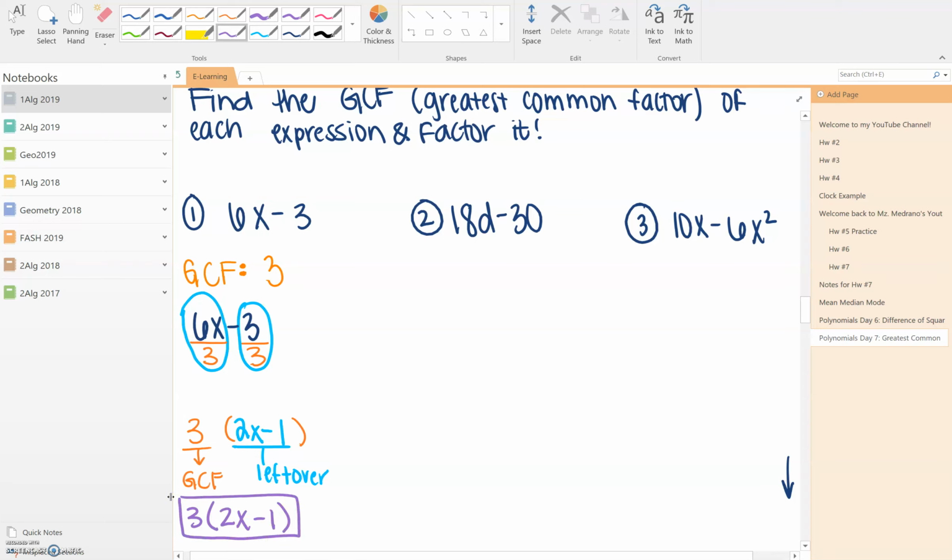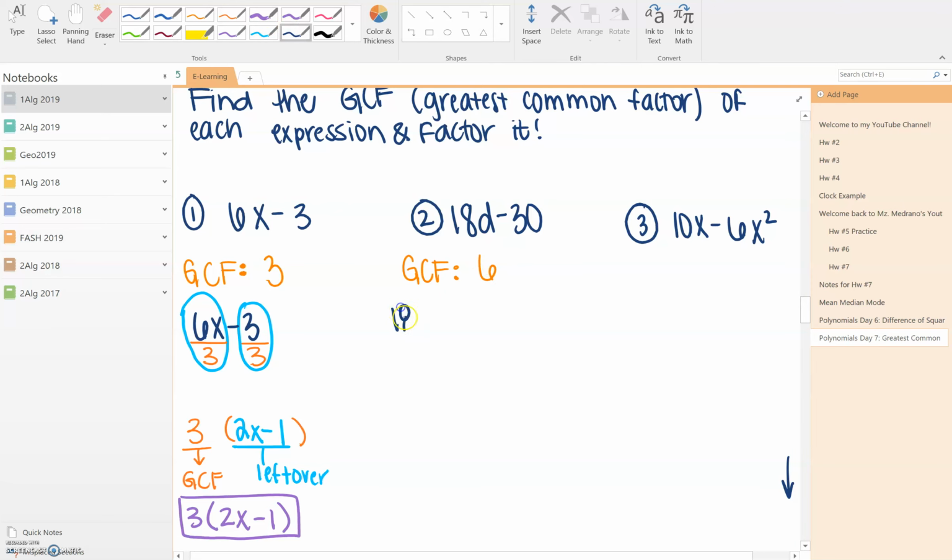Okay, let's go ahead and repeat that. So we have 18d minus 30. So again, we're going to look for our greatest common factor. What is the biggest number that I can divide both 18 and 30 by? Okay, some people would say that I can divide that by 2. But there is a bigger number. Remember, we want the biggest number that I can divide both 18 and 30 by. So 2 really wouldn't work because it's not the greatest. It's not the biggest. So the greatest common factor for both of these is going to be 6.